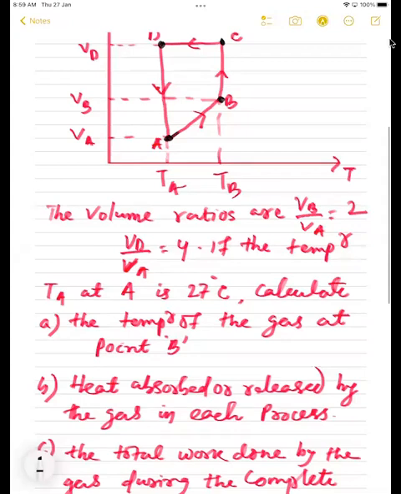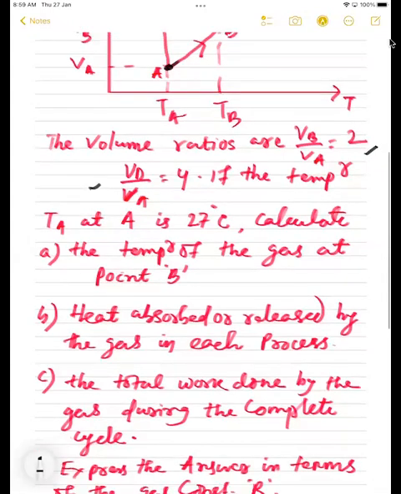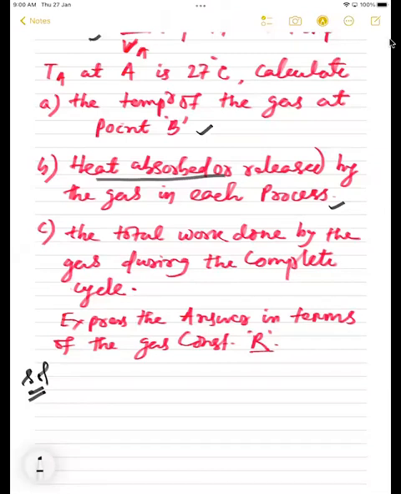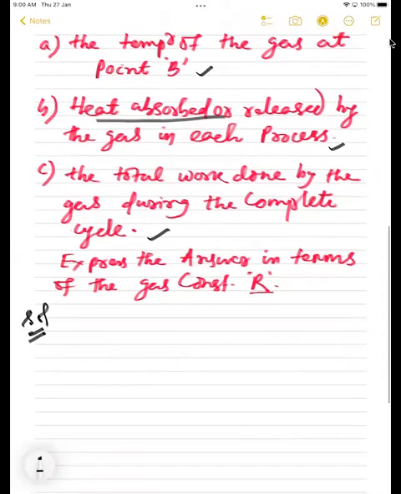The volume ratios are Vb by Va is 2, Vd by Va is 4. If the temperature Ta at A is 27 degrees, then calculate the temperature of the gas at point B, the heat absorbed in each process, and the total work done by the gas during the complete cycle. Express everything in terms of R, he is asking.